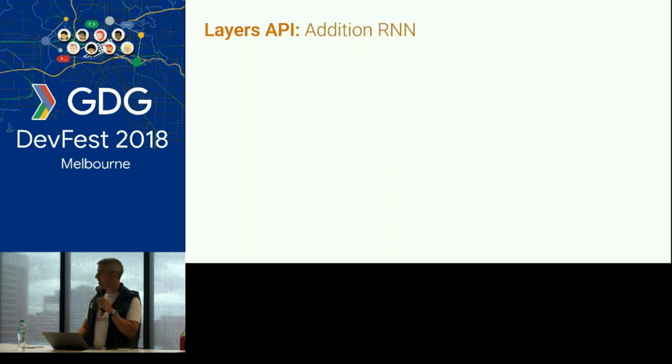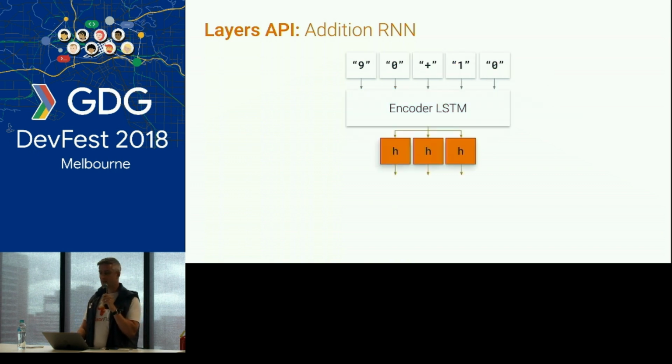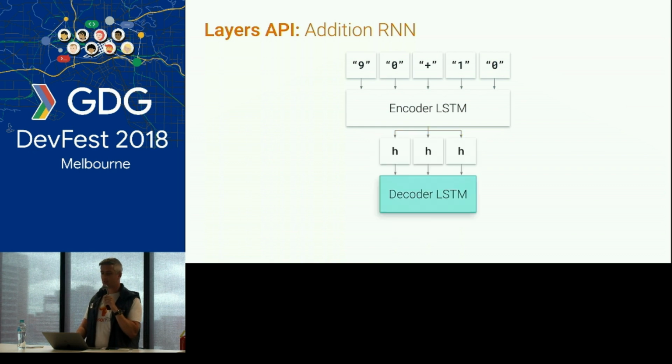In the layers API, we'll give an example using a sequential recurrent network. This is a calculator where we punch in a sequence of characters into an LSTM encoder, some hidden bottleneck, and then a decoder to turn it back into characters.